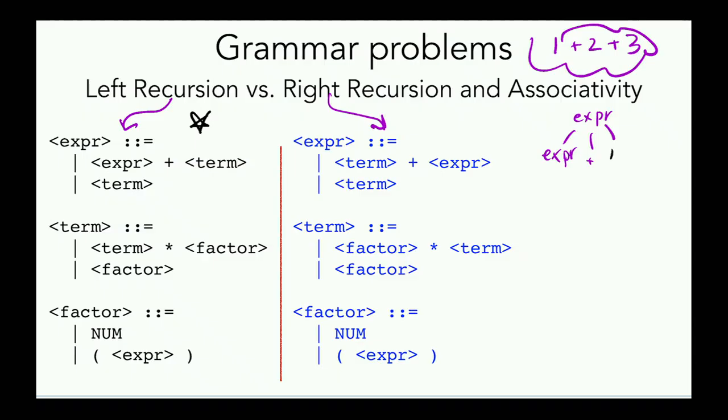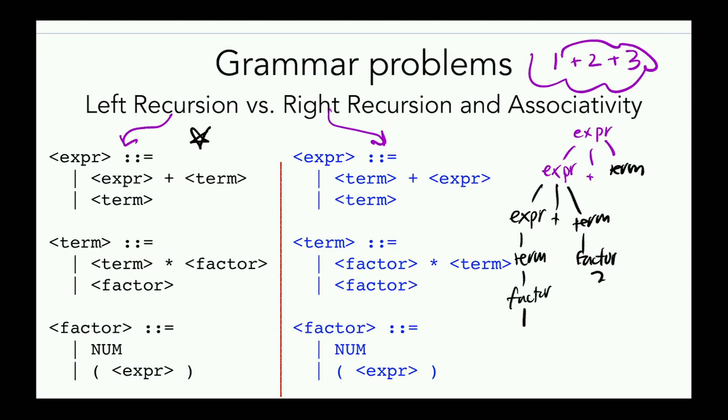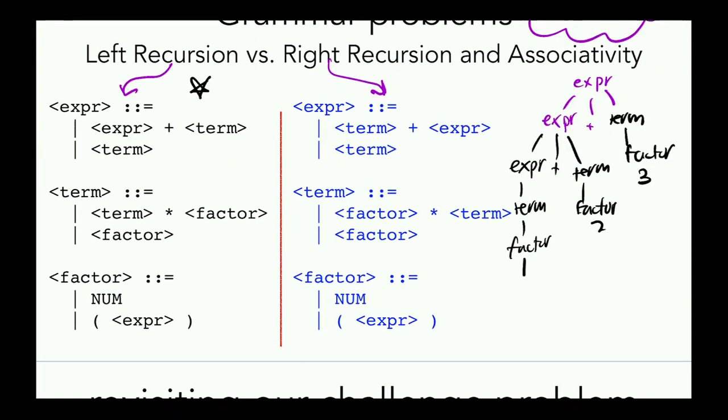Okay, expr plus term, and then this will be expr plus term, and this will turn into a term, and this will turn into a factor, and that will be 1, and then this will turn into a factor, and that will be 2. Sorry, let me not draw a line there. 2, and then our term will go into a factor, and that will be 3. Are we all clear on why this is the parse tree we will end up with if we use the left recursive one? Does that feel pretty comfy?